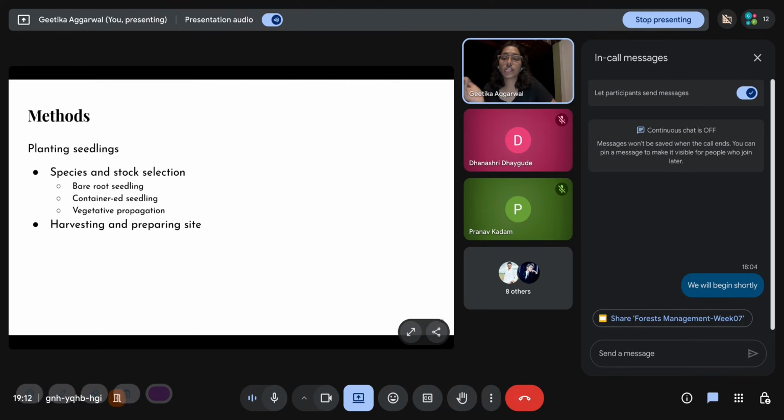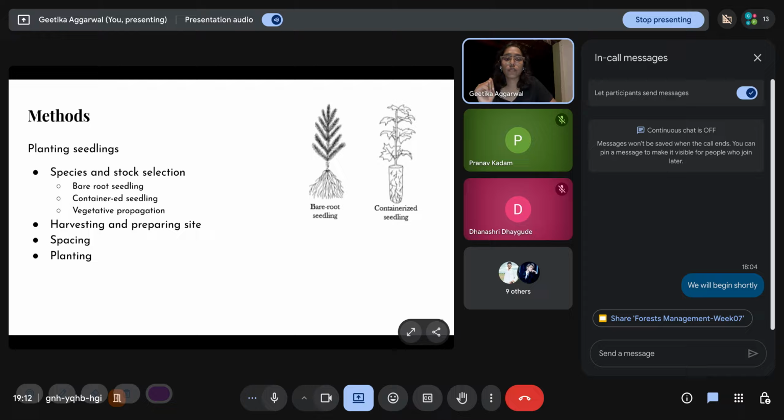Again, you'll have to harvest and prepare the site as I discussed in the last slide. And here you will have to decide the spacing as well, because you're now putting in saplings. You will have to decide if you want a uniform distribution, so at what space interval you want to put the saplings in, and then eventually you'll have to plant them. So first of all, you'll have to select what species you want to grow and what kind of seedlings you want to put. Then you have to harvest and prepare the site. You have to decide the spacing of the saplings, and then you have to plant.